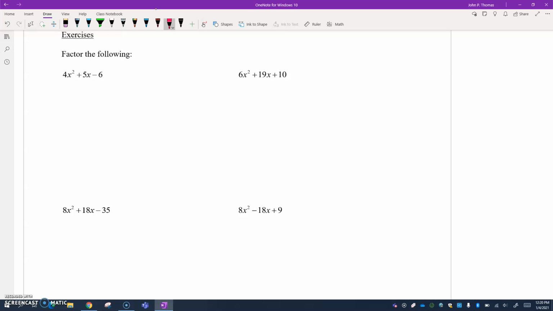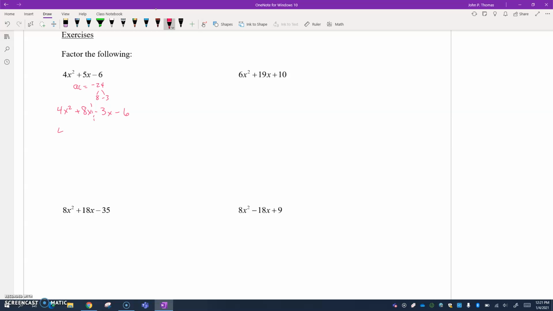All right, so the first thing I'm going to do on this one is ac is 4 times negative 6, which is negative 24. Then I need to find factors of ac that add up to 5. So an 8 and a negative 3 would work. So I've got 4x squared plus, splitting the middle term, 8x minus 3x minus 6.